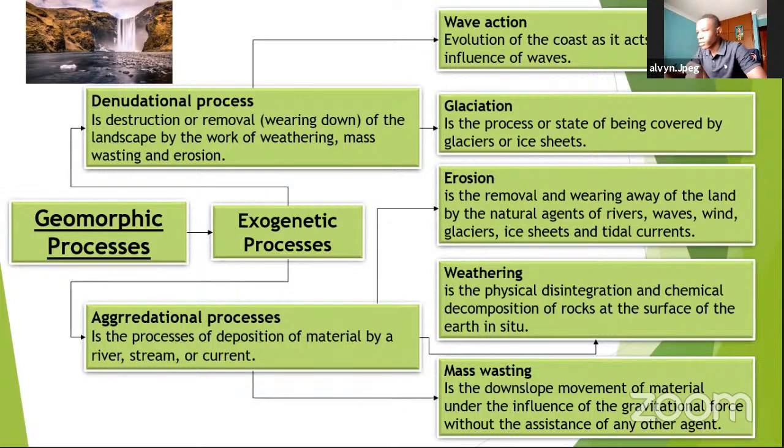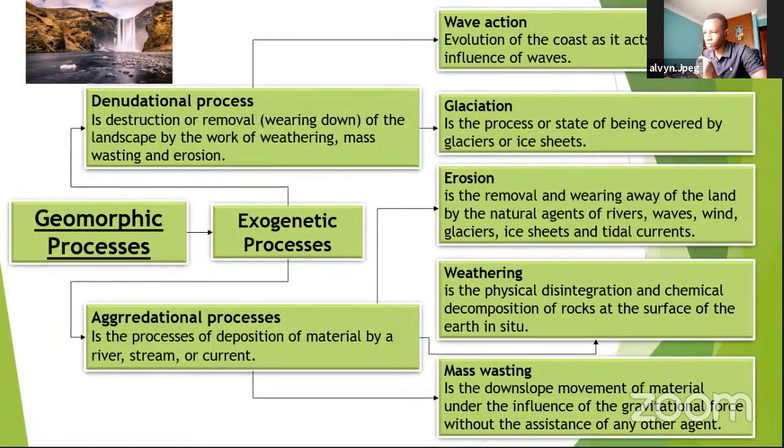Weathering is the physical disintegration and chemical decomposition of rocks at the surface of the earth. There's physical weathering and chemical weathering. Physical weathering can be due to plants or animals. I'm not going to go through that because it's a lot for what we're talking about right now.